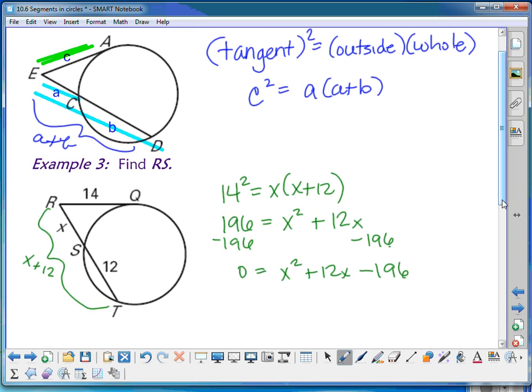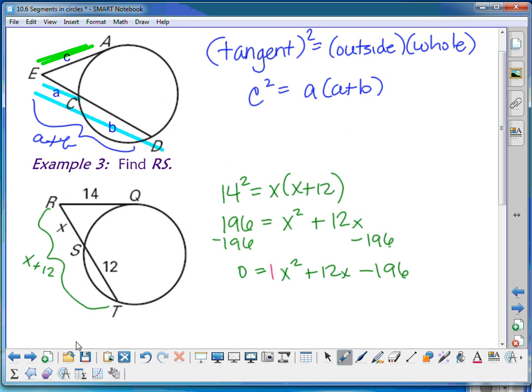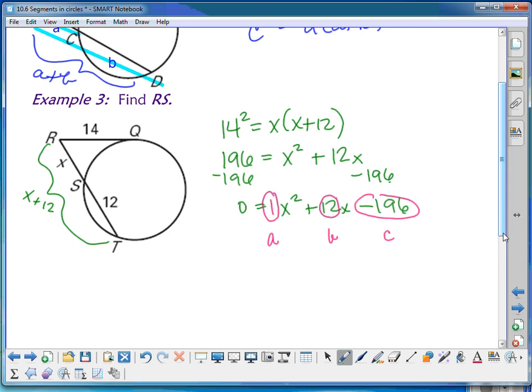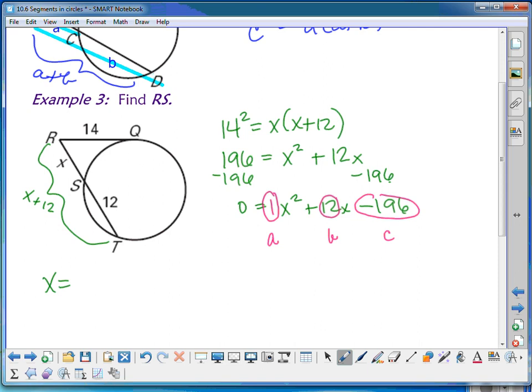So you'll recall that when you're using the quadratic formula, first of all, we're going to assume that there is a 1 in front of that x squared. And so the x squared coefficient is a, the x coefficient is b, and then the constant is c. And the quadratic formula is x equals negative b plus or minus the square root of b squared minus 4ac all over 2a.